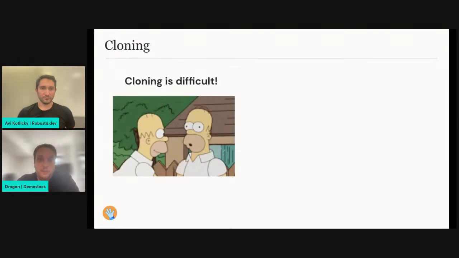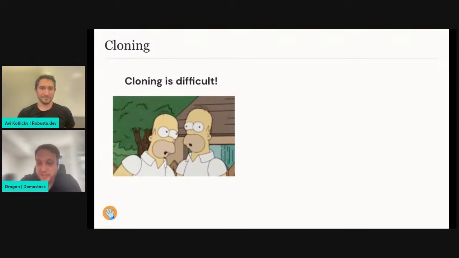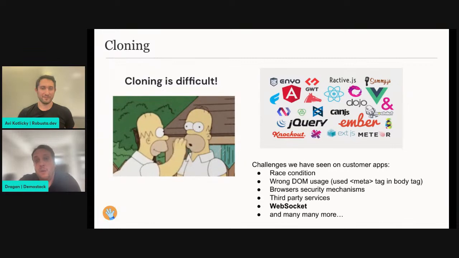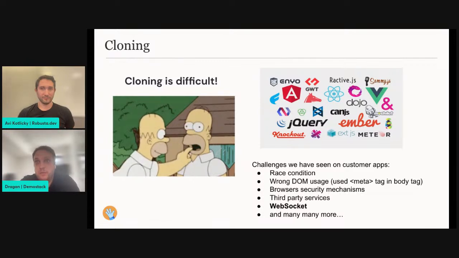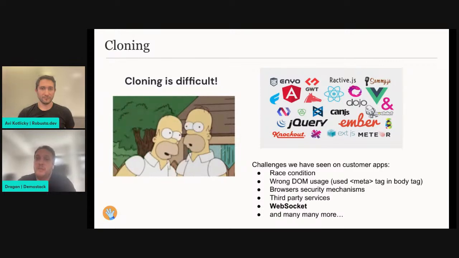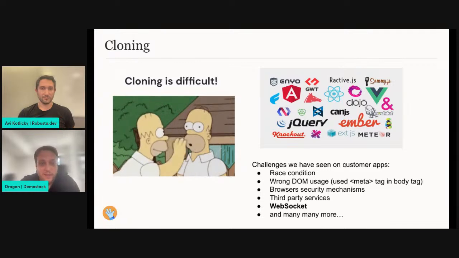Cloning is difficult. We need to support almost all front-end technologies in some way, and that's not easy. Some of the challenges that we have seen on our customer applications are race conditions, wrong DOM usage, browser security mechanisms, third-party services, WebSockets, and many, many more. Let's talk more about WebSockets.